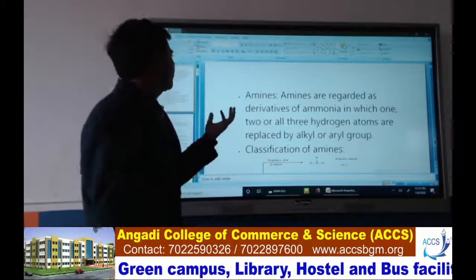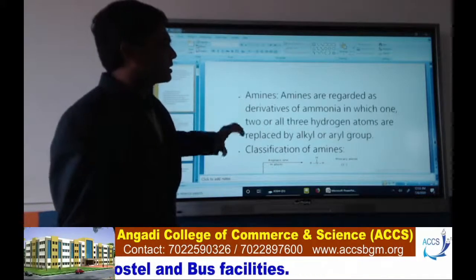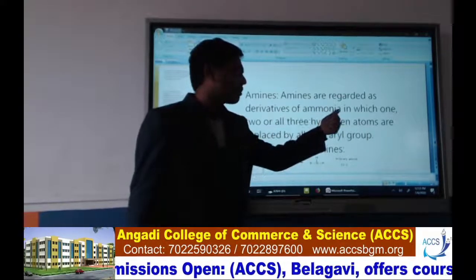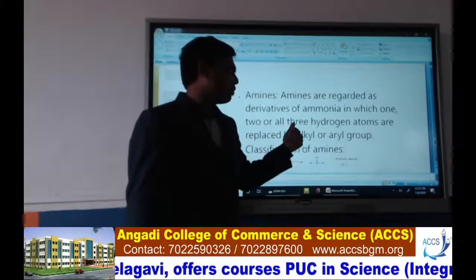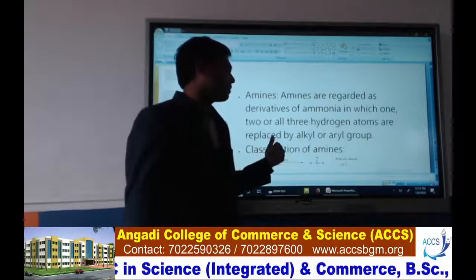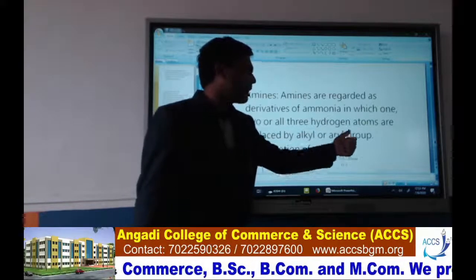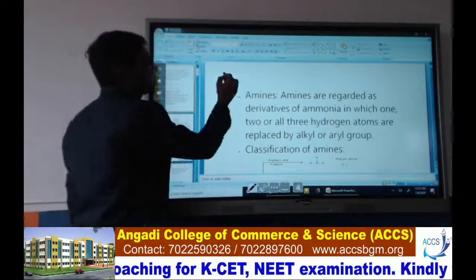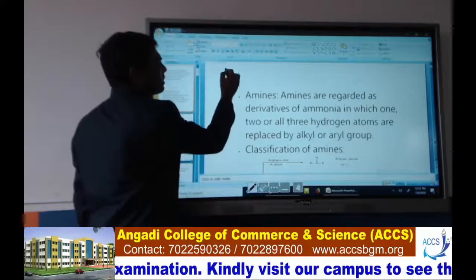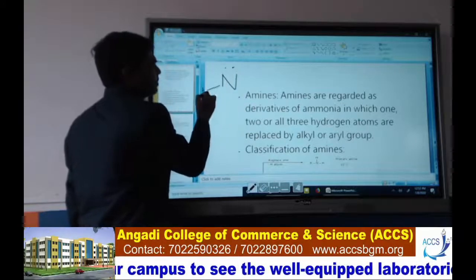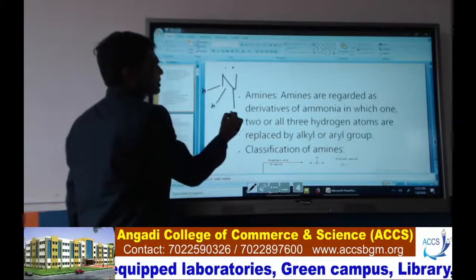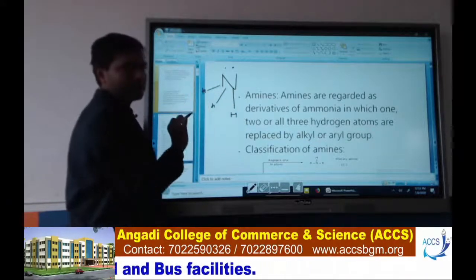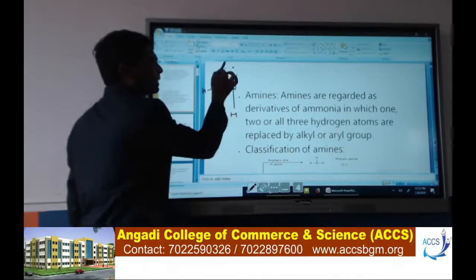Okay. So in 10 minutes we can see the definitions and classifications here. Amines are regarded as derivatives of ammonia in which two or all three hydrogen atoms are replaced by alkyl or aryl groups. Okay. So what is the meaning of this? When you take the inorganic compound ammonia, it has a pyramidal structure like this, where nitrogen is surrounded by three hydrogens and one lone pair is there.